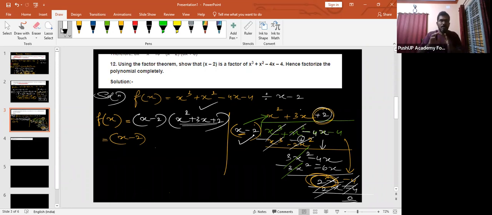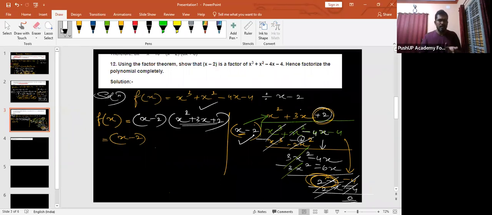So they will not push children into such a situation that they will not be able to factorize it by using the middle term split method. They will never force a child to go into the formula method. That is why I'm telling you, make your middle term split method so concrete that just by looking at the expression, you can factorize it.